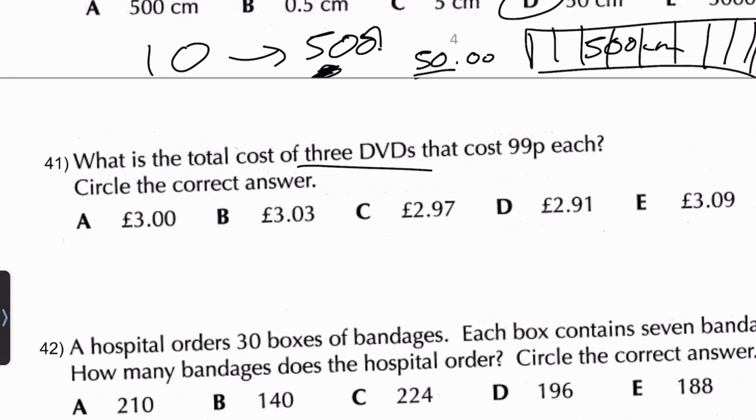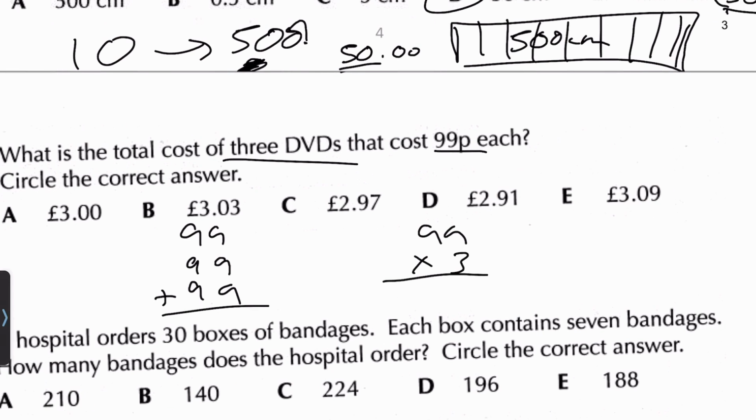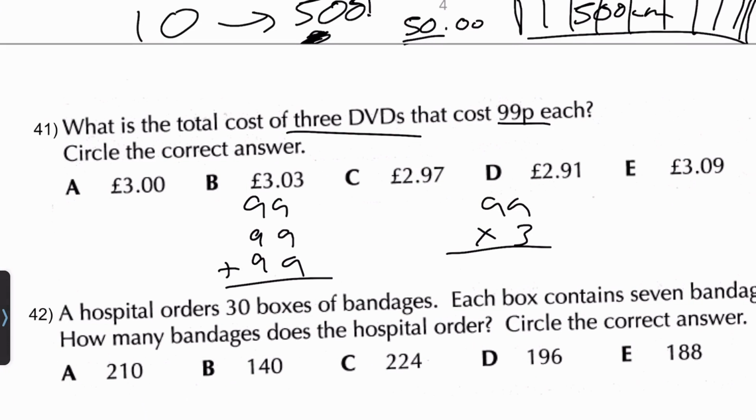What is the total cost of 3 DVDs that cost 99p each? You can just add them up, 3 99s, or you could times it by 3. Either way, what you're going to get is 3 times 9 is equal to 27. 3 times 9 is 27. That is 3 times 99. So what is that? 297 pence, right?